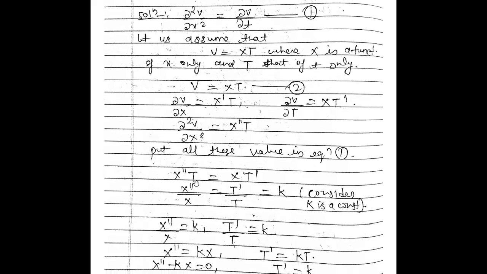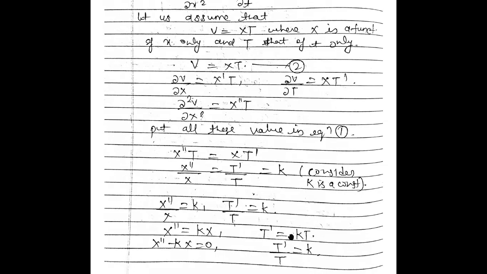So you can see that X double derivative T is equal to X T single derivative. Now separate these terms. So X double derivative upon X is equal to derivative of T upon T is equal to k. k is a constant, right? Now again write this equation is equal to k and this equation is equal to k, another constant k. So X double dash is equal to kX. We can write it as X double derivative minus kX is equal to 0 and T dash upon T is equal to k, right? Our next target is to find the solution X and T.